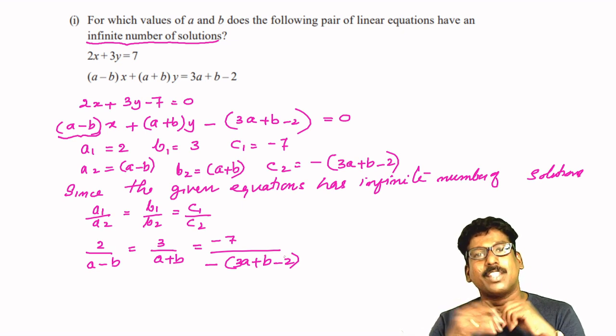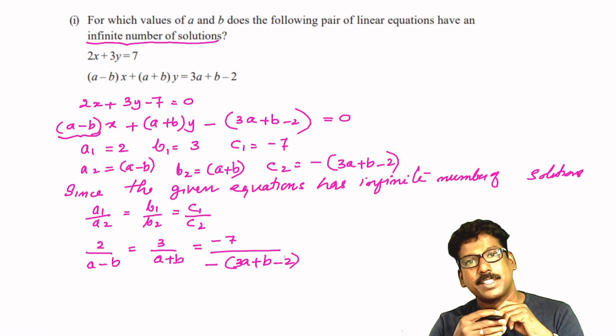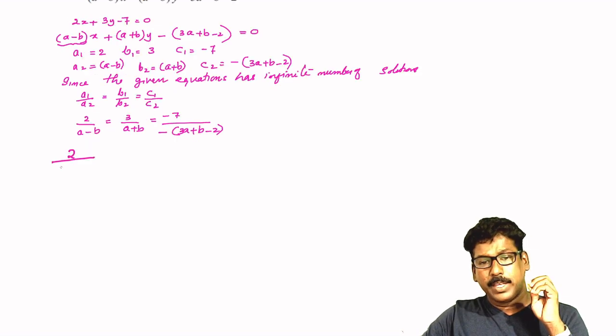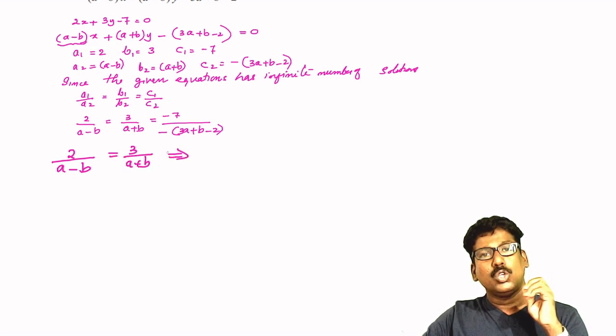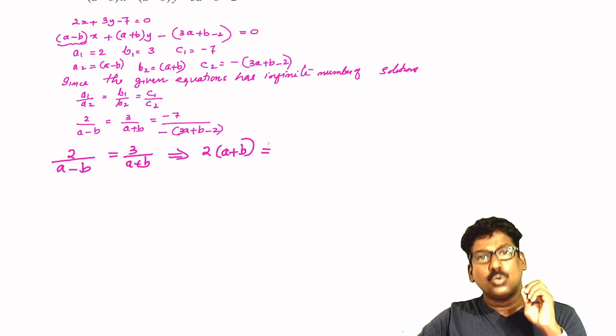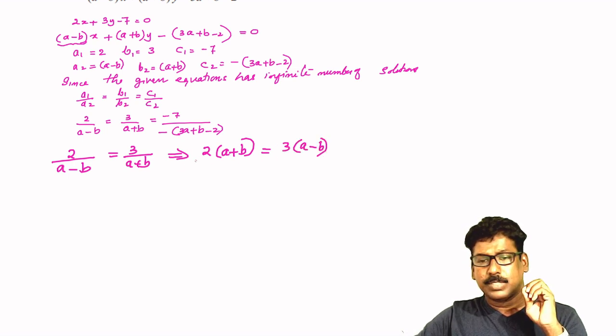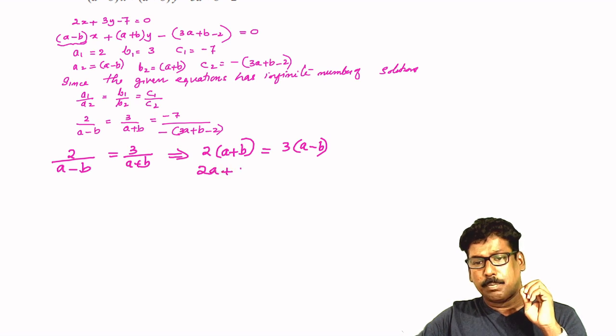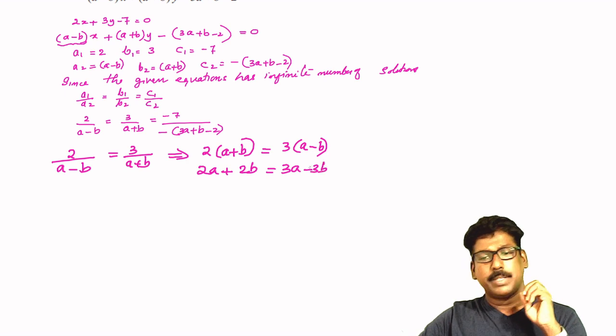Now let us take the first and second ratio. What will you get? 2 by (a minus b) is equal to 3 by (a plus b). Do cross multiply. That means you have to multiply 2 with (a plus b) and (a minus b) with 3. So you can write it as 2 into (a plus b) is equal to 3 into (a minus b). That is 2a plus 2b is equal to 3a minus 3b.